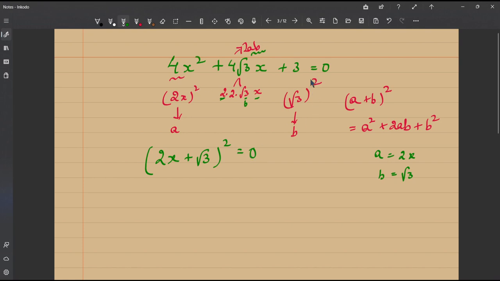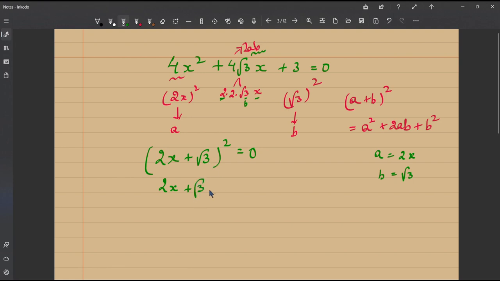We identified that it's a perfect square and we have arrived at the factorization of the quadratic equation. Now, we can easily find the roots. The roots of the equation are at the point where the factors are equal to 0.